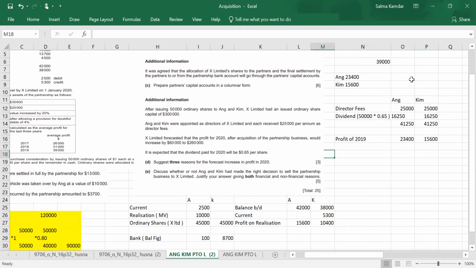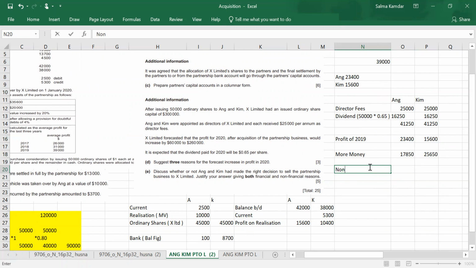So both the partners are receiving more money. Ang will be receiving 17,850 more, the difference of these two. And Kim will be receiving 25,650 more, the difference between these two. Director fee is also a stable income. So financially they both are receiving more. So they have made the right decision to sell their partnership firm.